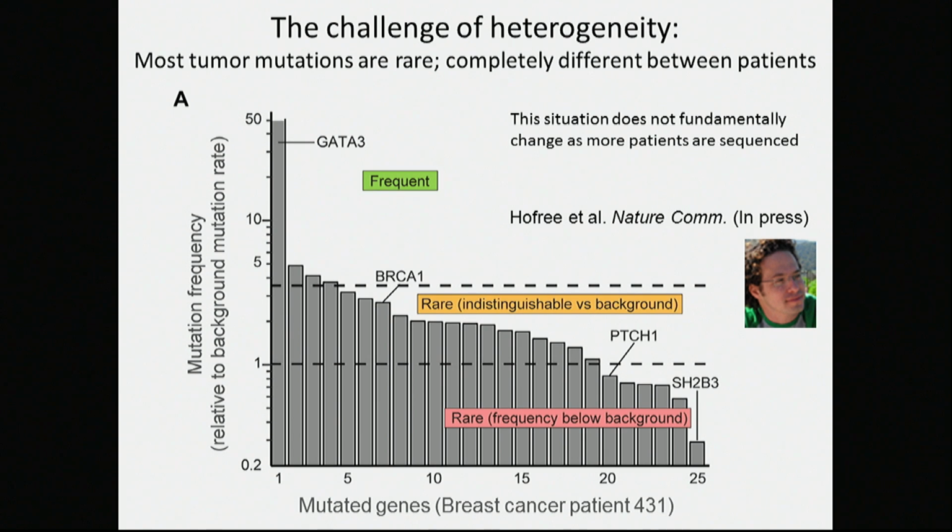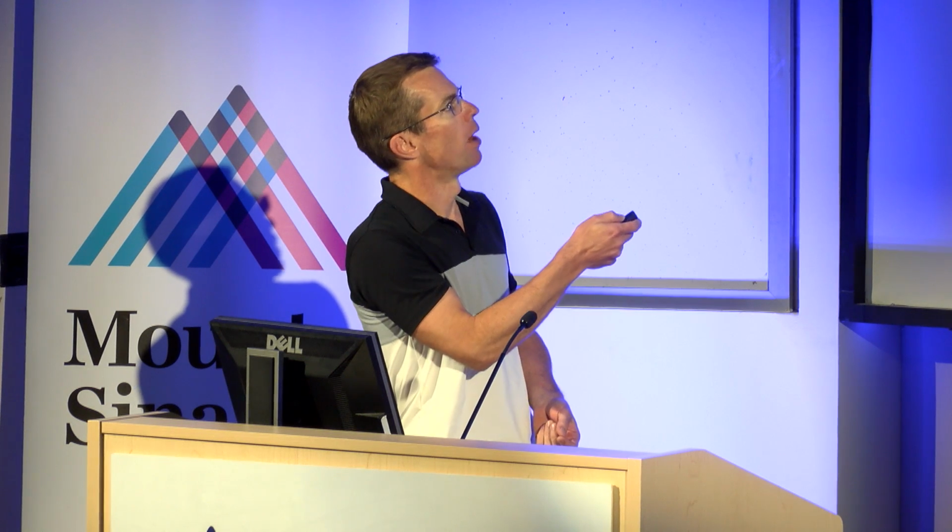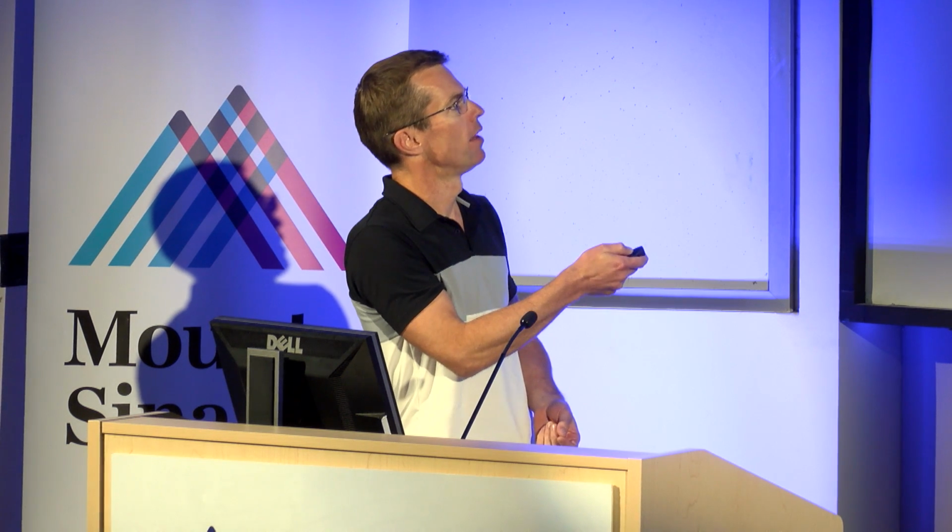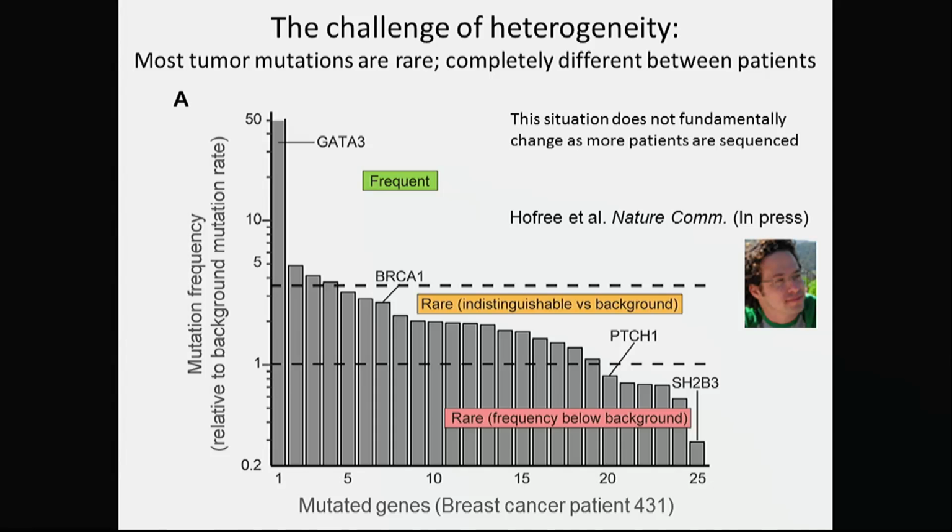To see that in a couple of different ways, let's first just randomly take a patient out of the Cancer Genome Atlas. The most frequently mutated gene among the 25 genes this patient has mutated is GATA3, and that's about 50 times more than expected by chance, relative to the background mutation rate. And then very quickly you get into this long tail, this so-called long tail of mutations. And this line here is itself the random background. So notice there are genes that are mutated below random background.